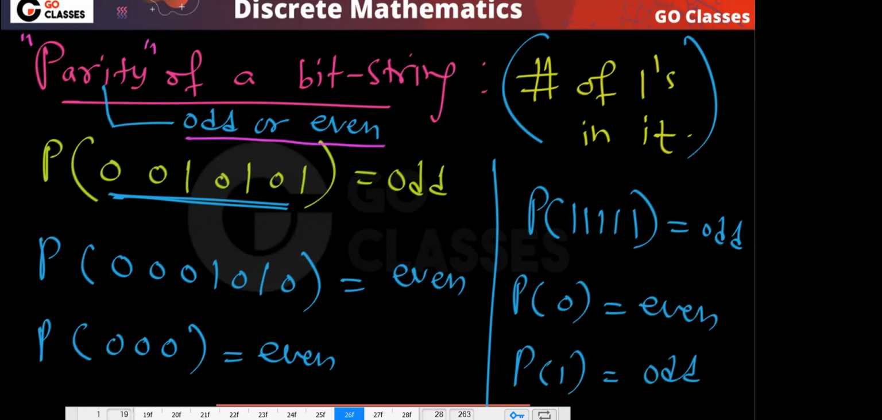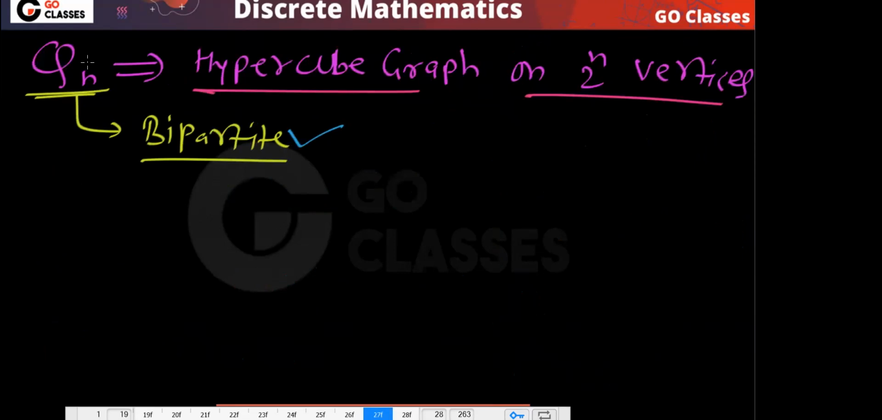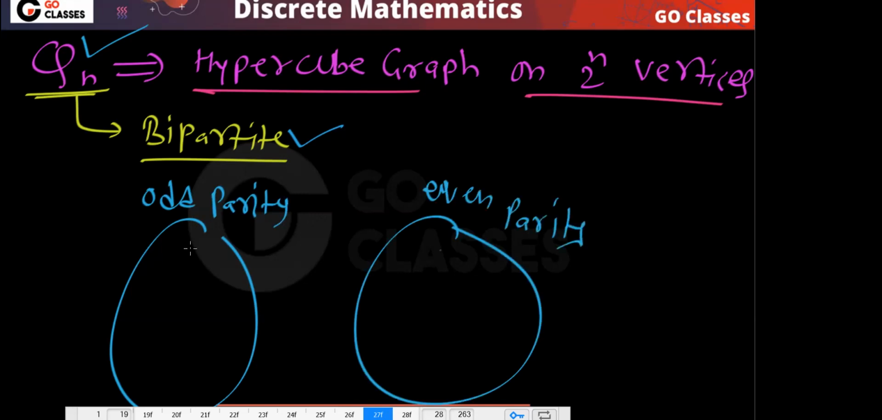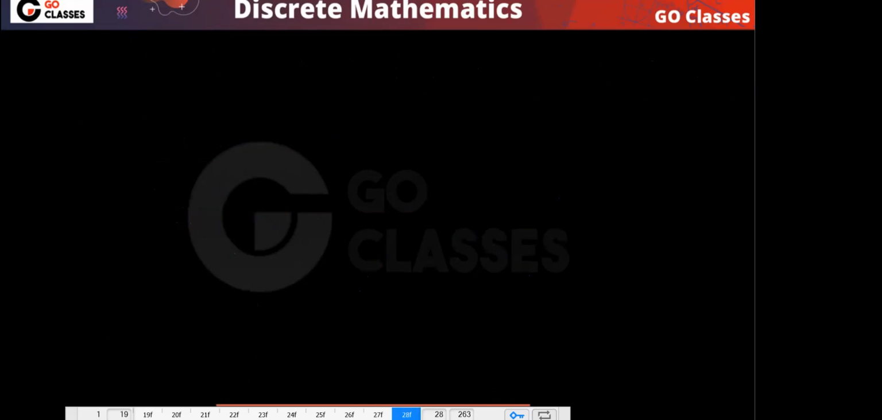Now, if you want to create a bipartition of this Q n hypercube graph, this is very simple. You can put odd parity strings here, and you can put even parity strings here. Tell me, in a hypercube graph, can you have an edge between two odd parity strings?